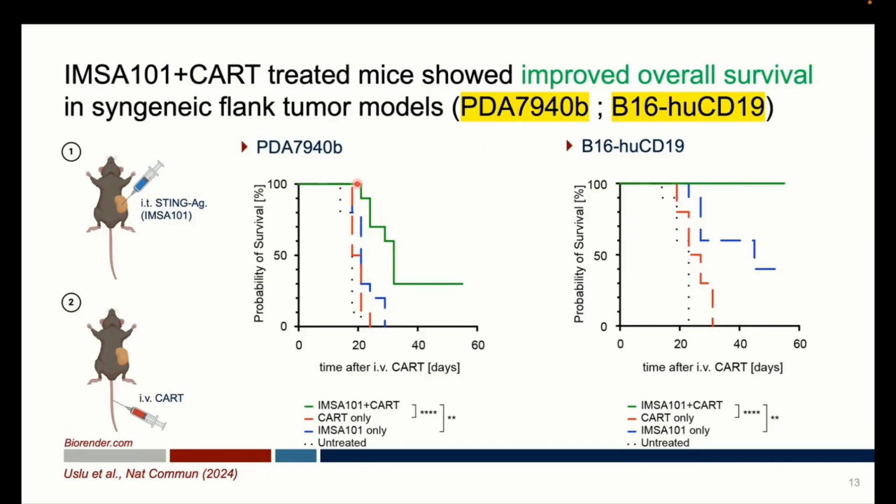In green is the overall survival of mice receiving the STING agonist, followed by the CAR T cells. And in both animal models, you can see very nicely that mice receiving the combination treatment showed significantly improved overall survival when compared to mice receiving the STING agonist alone, which is shown in blue, or the CAR T cells alone, which is shown in red. So we could show in 2 animal models that the combination treatment really works better than the monotherapies.